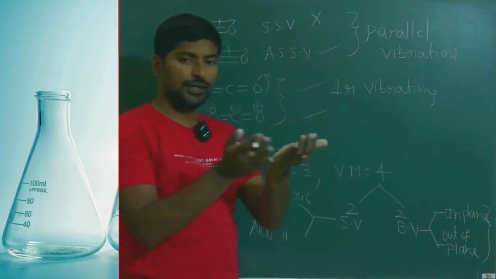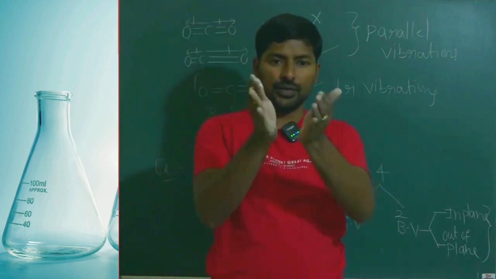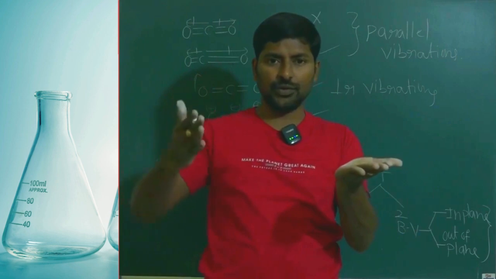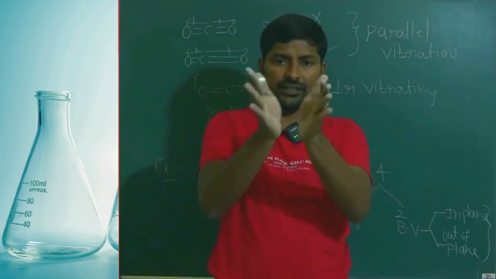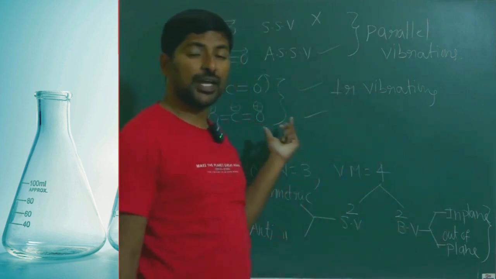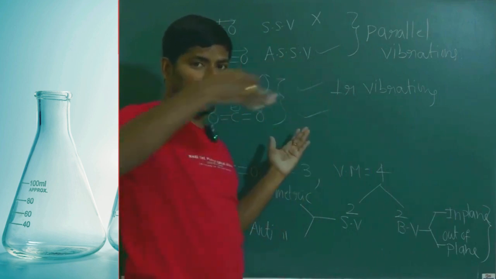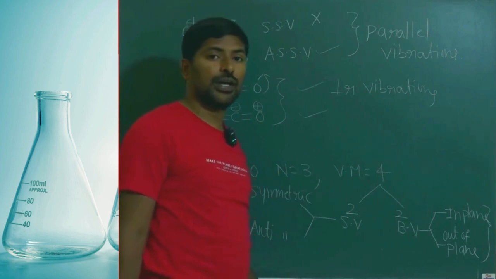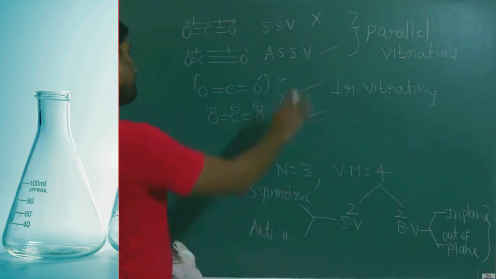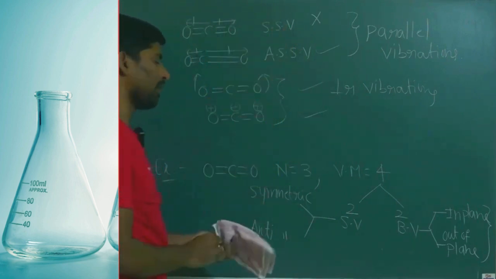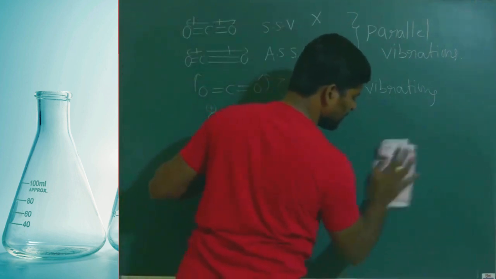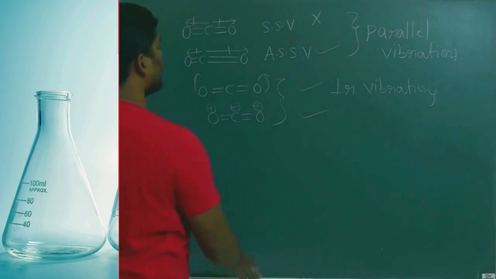But here in CO2, the vibrations are occurring like this. The bond axis is in this direction, and they are undergoing vibrations like this. So the oscillating dipole is perpendicular to the bond axis. So these are called perpendicular vibrations. These two are parallel vibrations, and these two are perpendicular vibrations. This is about the linear molecule.